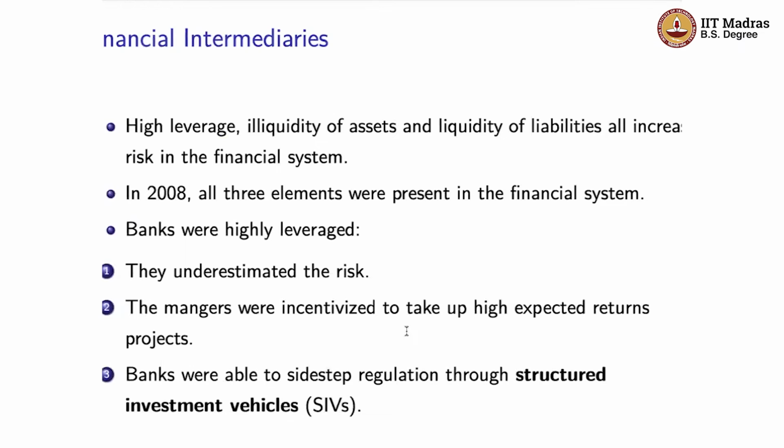Now, how did that translate into an economy-wide crisis? So basically, there were three elements that were important in thinking about the effect on the financial system, right? So these elements were high leverage, illiquidity of assets, and liquidity of liabilities. Again, don't worry if you don't understand these terms now, just try and get a big picture overview. We'll discuss these different aspects as we move on in the course, right?